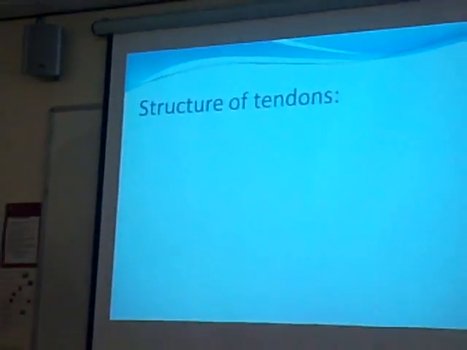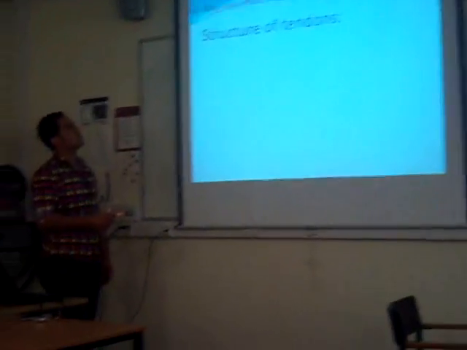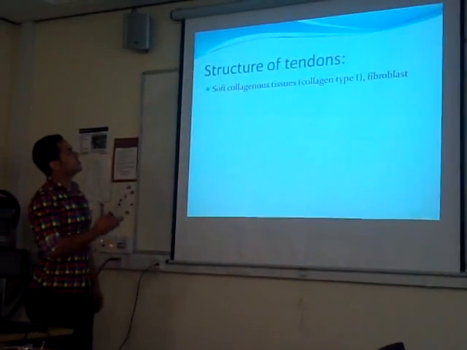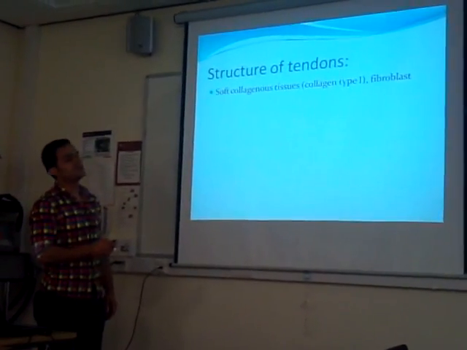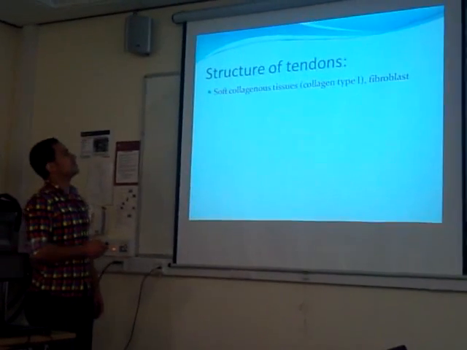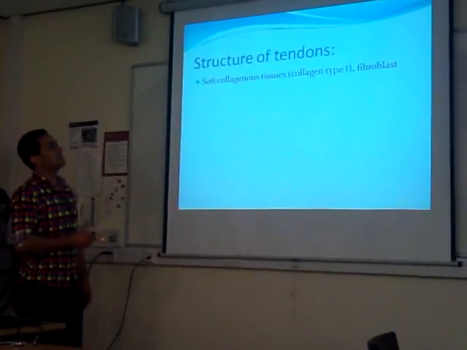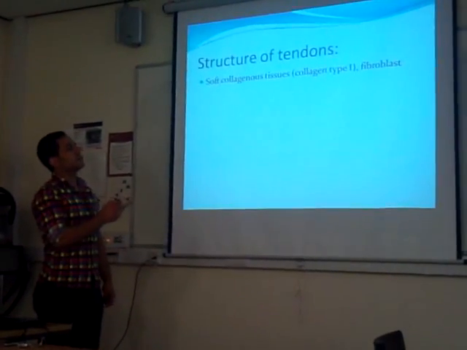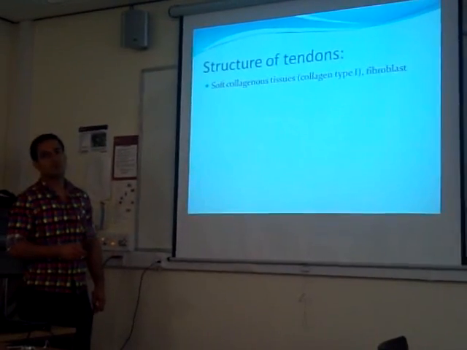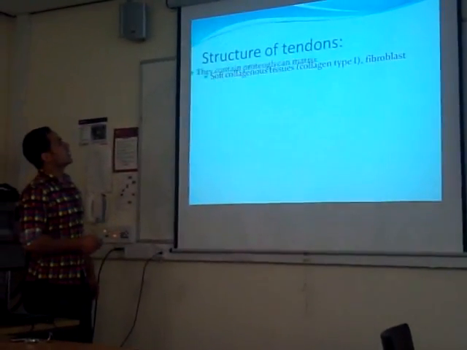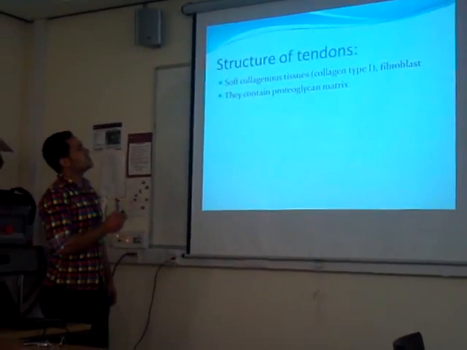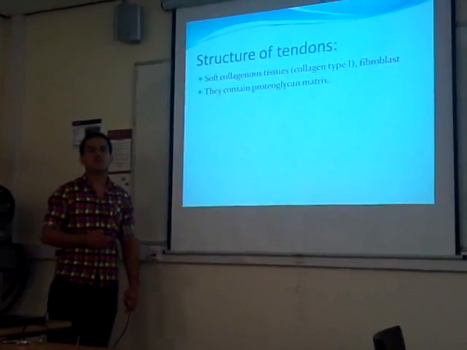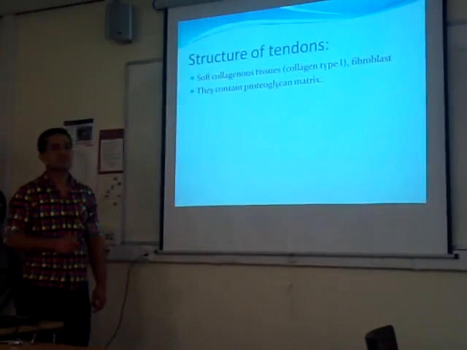Structure of tendons. I'm going to start with an overview of the structure of tendons. The most important part of the tendons is soft collagenous tissue, collagen type 1, which is a protein. This protein gives the tendons the ability to withstand tensile stresses and it gives them flexibility. Fibroblasts are the cells that produce the collagen type 1, and they also produce the proteoglycan matrix. The proteoglycan matrix plays an important role in withstanding the compressive stresses.